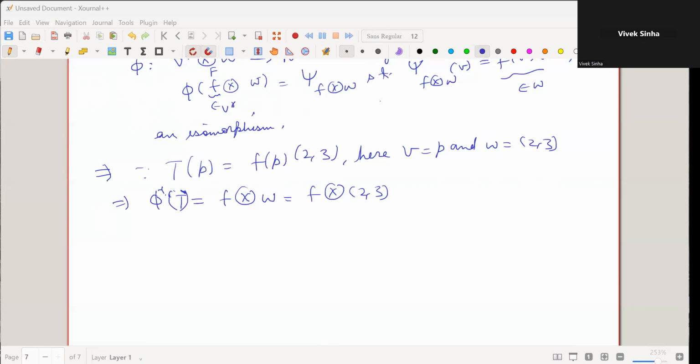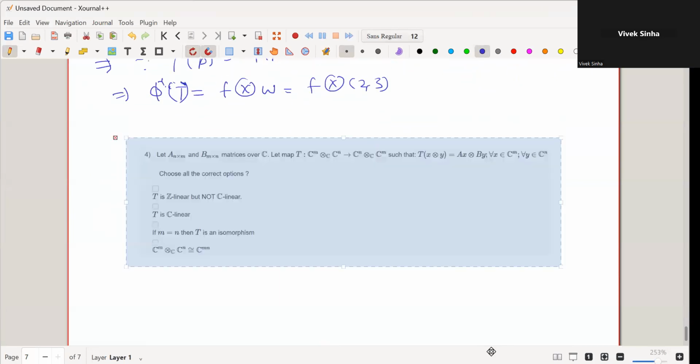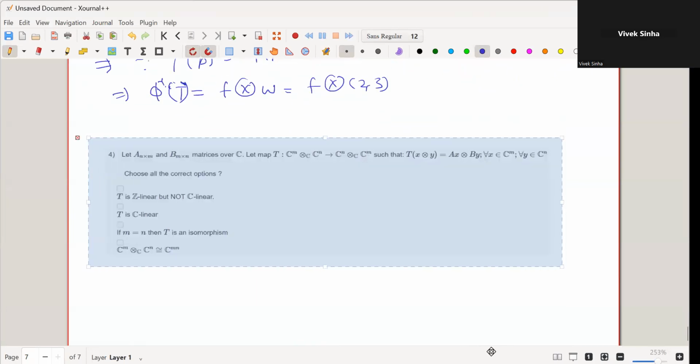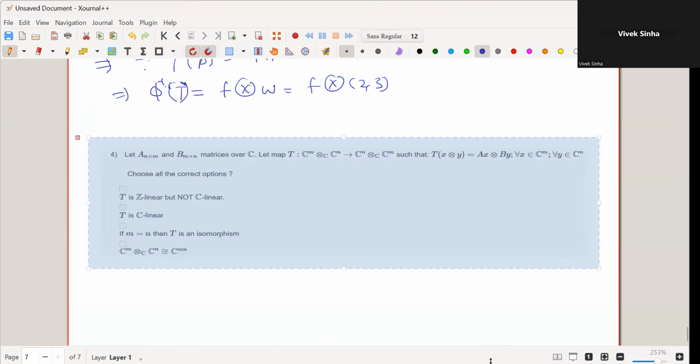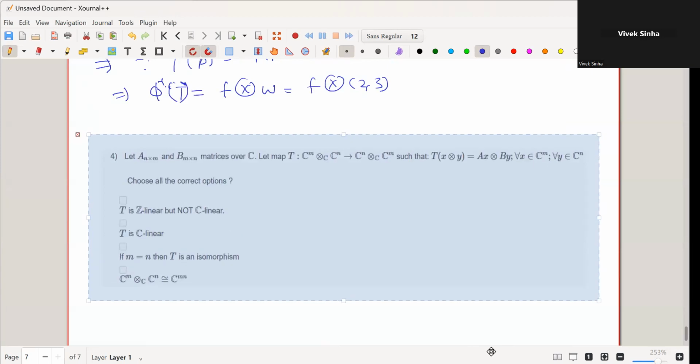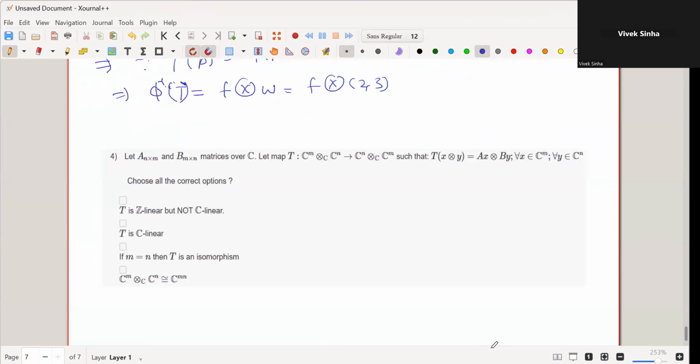Fourth question. It says that A and B are two matrices over C. The map T from Cm tensor Cn to Cn tensor Cm is given by T of x tensor y is Ax tensor By. Choose all the correct options. So clearly it's a C-linear map. So this is wrong, this is right.